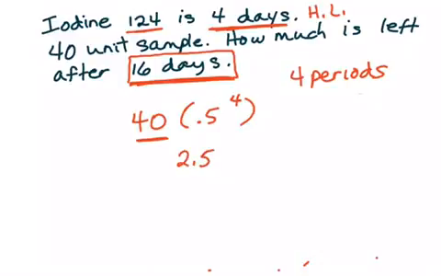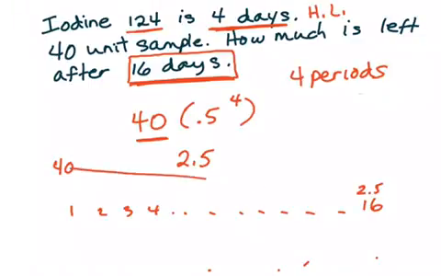All right, so here's the deal. After 16 days, you're starting off up here with 40. After day 1, day 2, day 3, day 4, and so on, by day 16, all you're going to have left is 2.5 units. That's how it goes down.